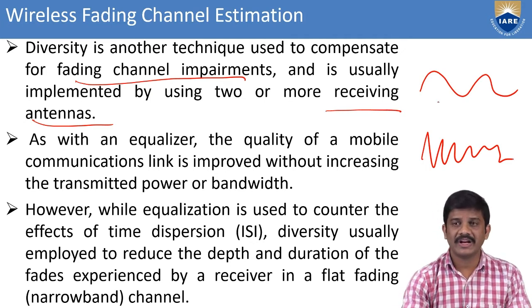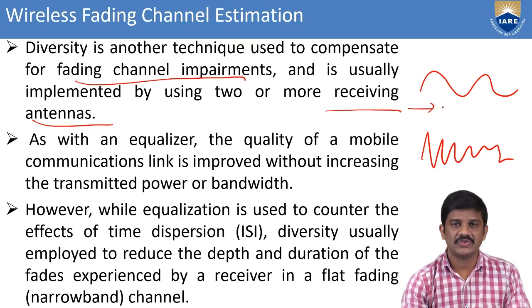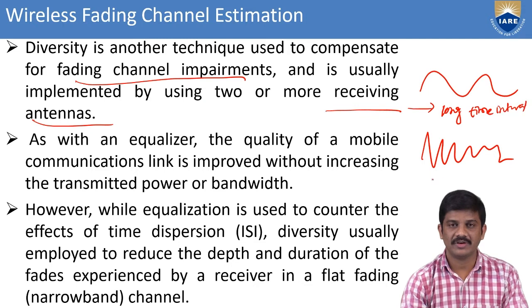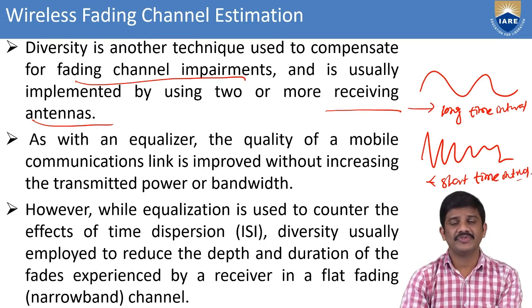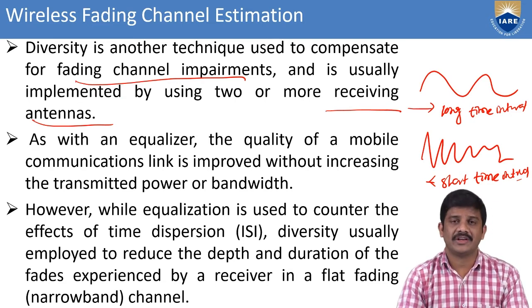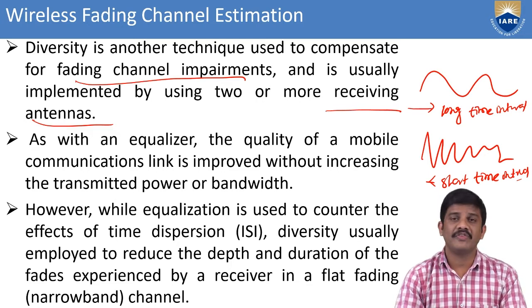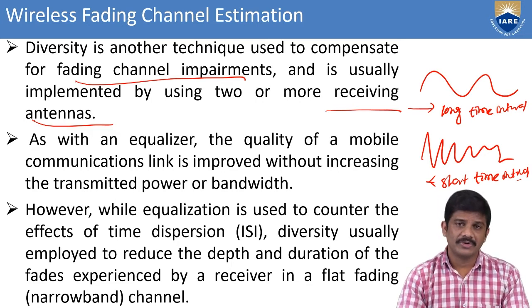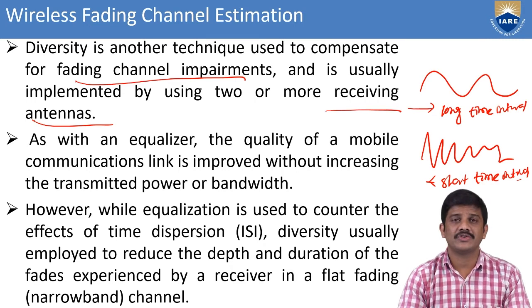In large scale fading we have a large distance between the signals and a long time interval. Here we have a short time interval. This is the difference between large scale fading and small scale fading. In that also we have different types: slow fading, fast fading, and also frequency selective fading.